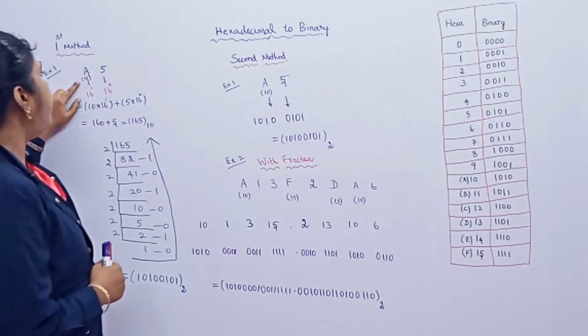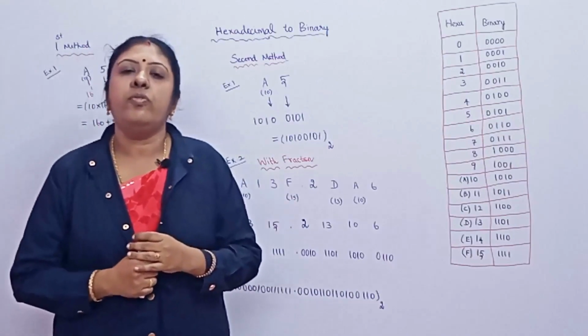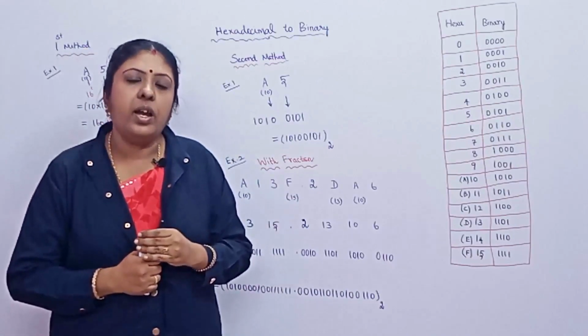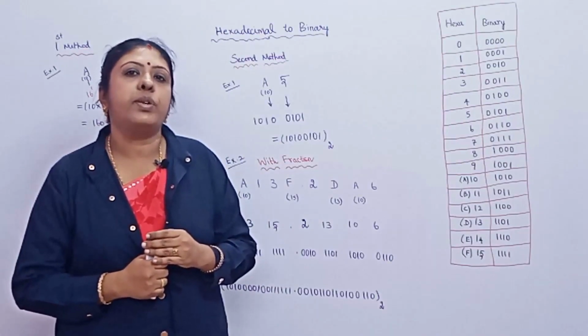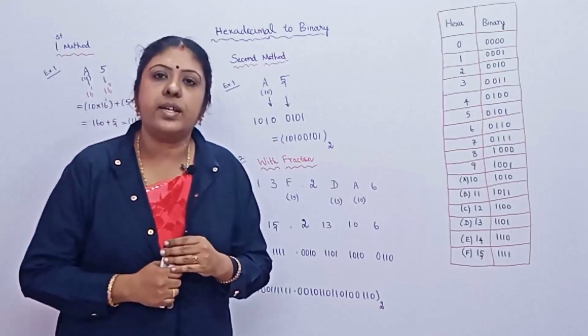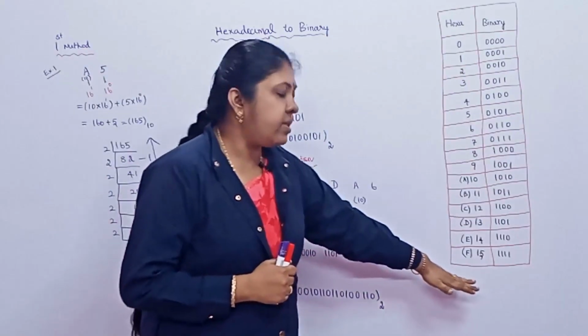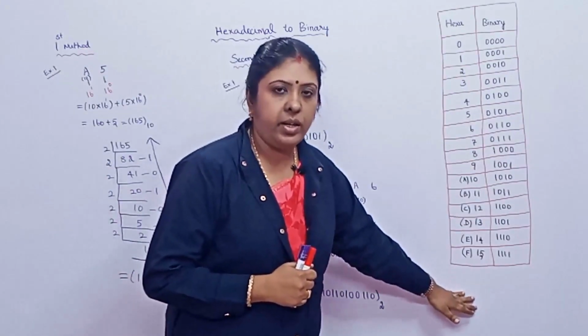Consider the example A5. We all know that hexadecimal consists of digits from 0 to 15, and from 10 to 15 it is represented by the alphabets A to F. And each hexadecimal digit is represented by a 4-digit binary value. This is listed in the table here.